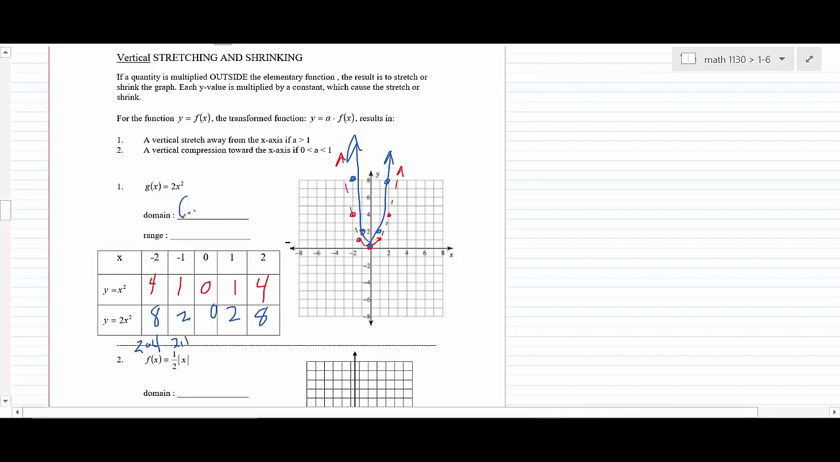On this one, your domain would be all real numbers. What's your range? 0 to infinity like that. Okay? So that's what's going to happen.